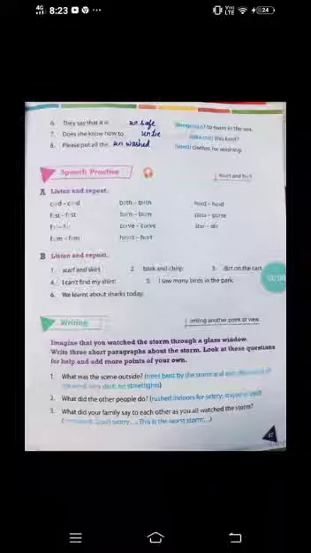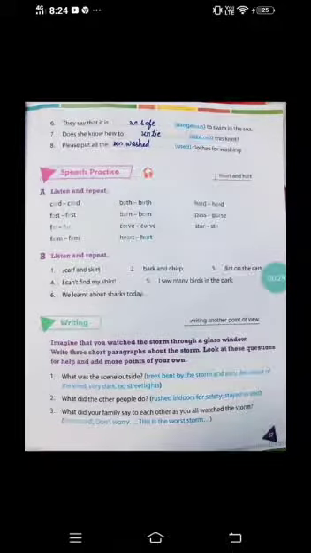So you have listened to the speech practice, right, children? Try to practice the words, how to spell. Next, writing. Imagine that you watched the storm through a glass window. Write 3 short paragraphs about the storm. Look at these questions for help and add more points of your own. Here, 3 questions have been given. You need to write 3 paragraphs based on the hints given for each paragraph.